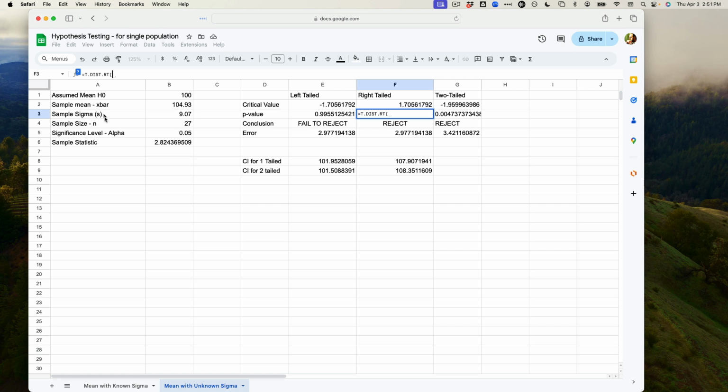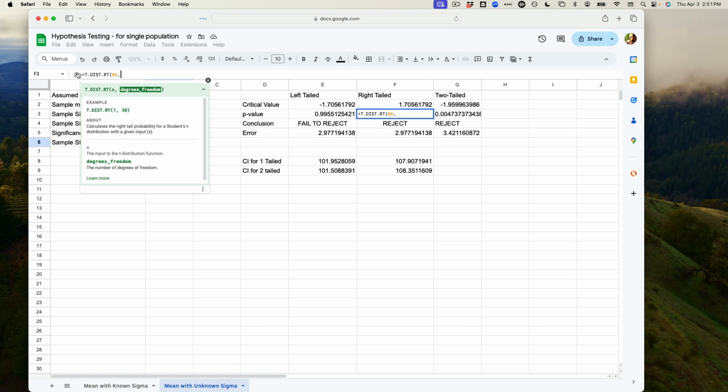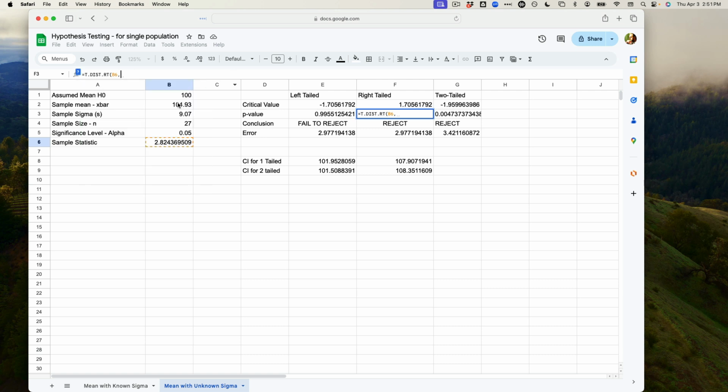The p-value is going to be based on the sample statistic, to the right of this. Let's check what other arguments. We only need the degrees of freedom, which is n minus 1. And it gave us a p-value of 0.004, which is much less than 0.05. So we definitely reject the null hypothesis.